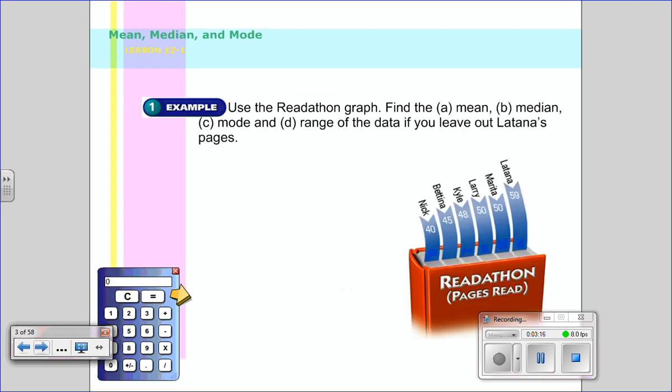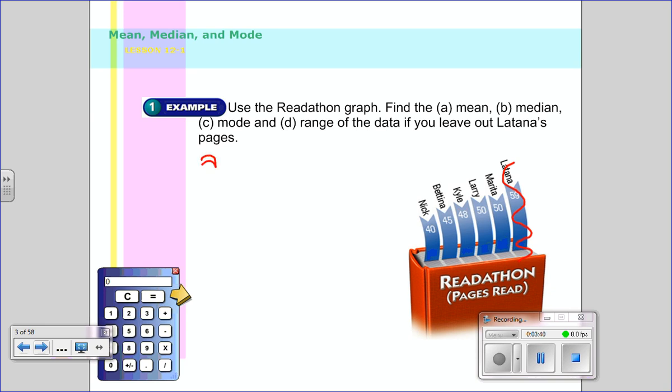So now let's go ahead and try an example. It says use a readathon graph. Find the A mean, B median, C mode, and D range of the data if you leave out Latana's pages. All right, so here we have to do 4 different things. Find the mean, median, mode, and range. Except they tell us straight up we're going to leave out Latana's score. So we're going to take that out. And we're going to do exactly what they say.